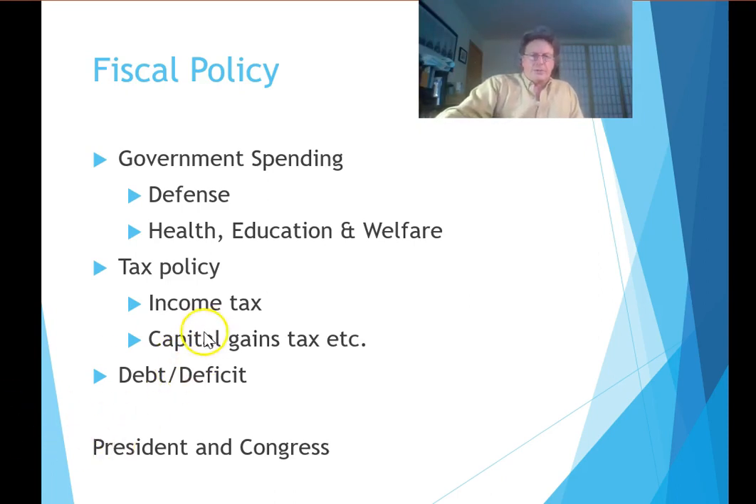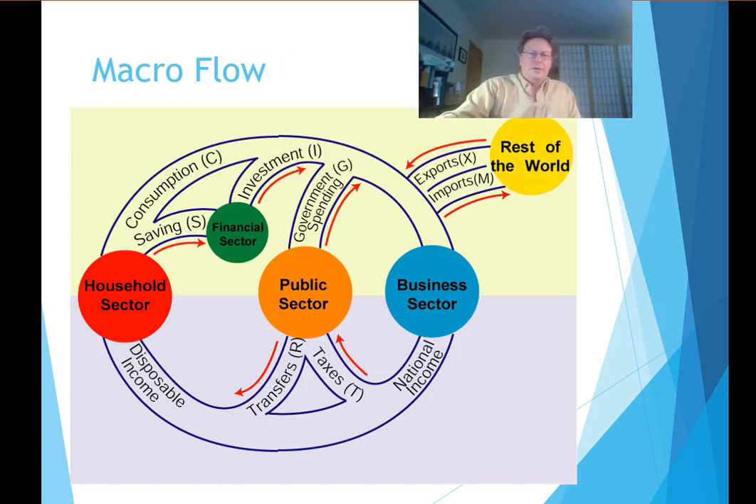And of course, how much they spend and how much they tax determines what the deficit is and what the eventual government debt is. So that's all fiscal policy. That shows up on our flow chart in a pretty straightforward way. It's right in here, this public sector. People say public sector as opposed to the private sector.